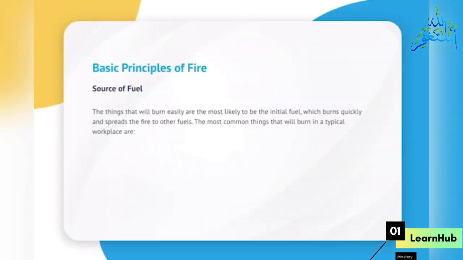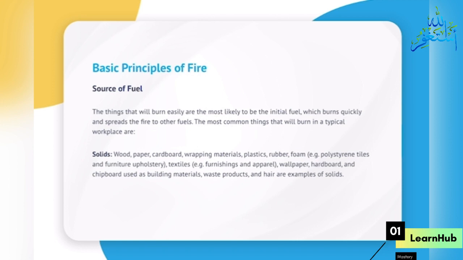Source of fuel. The things that will burn easily are the most likely to be the initial fuel, which burns quickly and spreads the fire to other fuels. The most common things that will burn in a typical workplace are solids: wood, paper, cardboard, wrapping materials, plastics, rubber, foam, for example polystyrene, tires and furniture upholstery, textiles, for example furnishings and apparel, wallpaper, hardboard, and chipboard used as building materials, waste products, and hair are examples of solids.